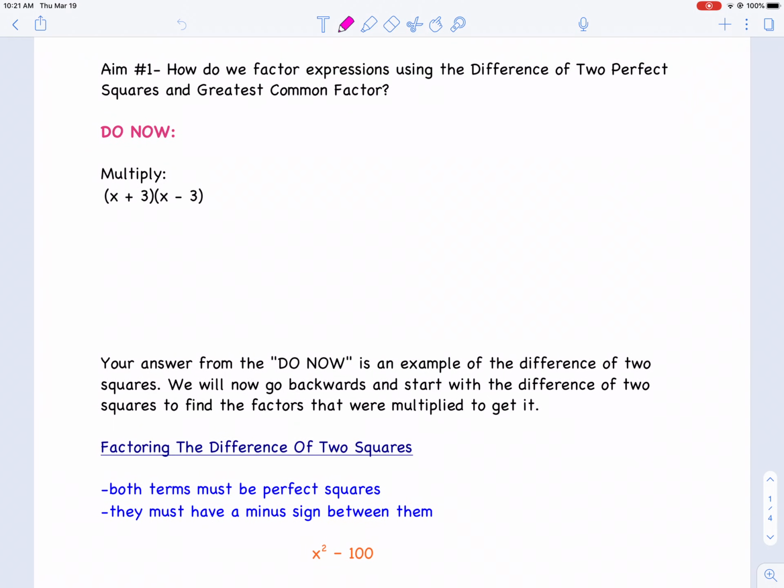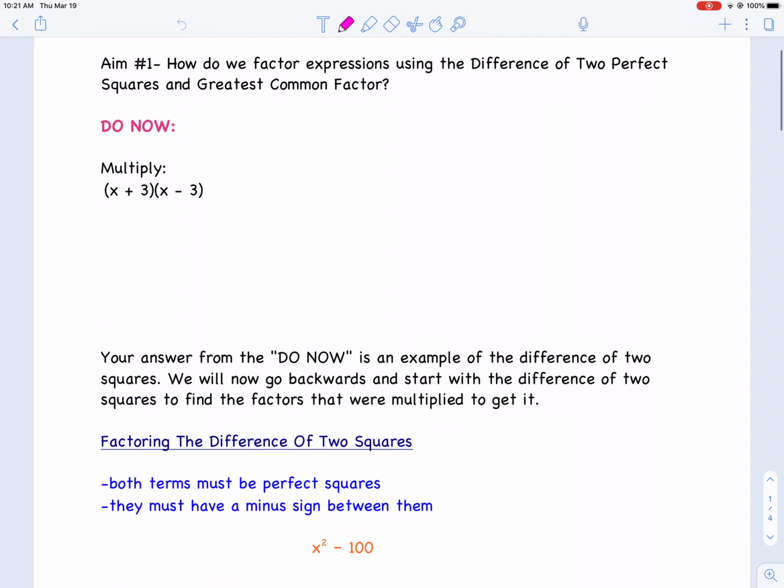We are starting today factoring, and we're going to first start by factoring the difference of two perfect squares and greatest common factor. So in your first do now, we're going to multiply. You know how to do this. We could double distribute, or if you prefer to set up a box, you could do that as well. Whichever method you prefer.